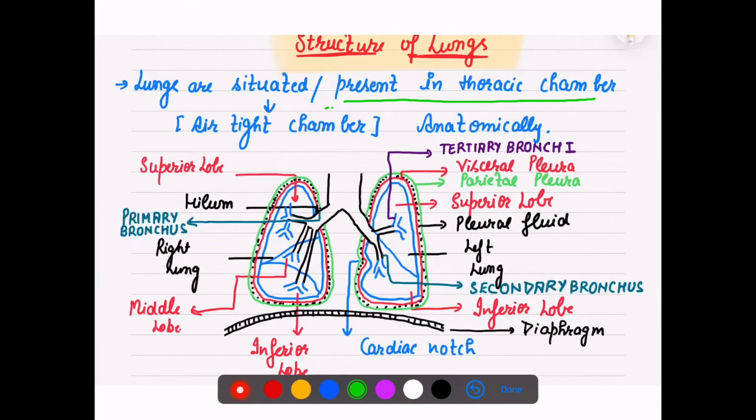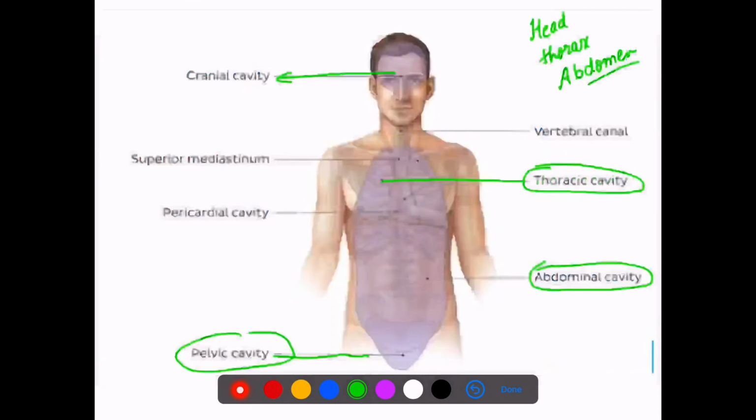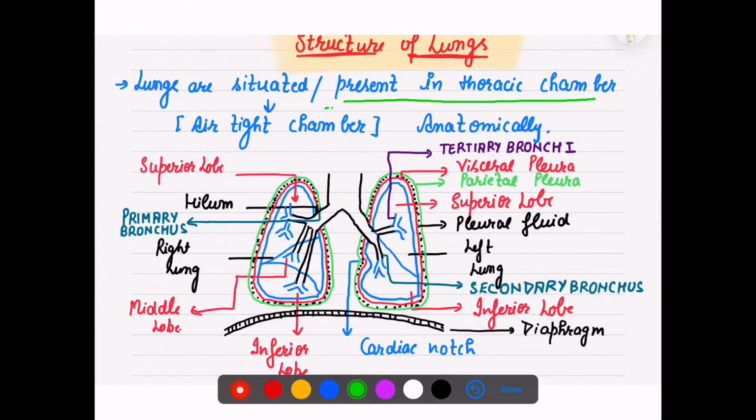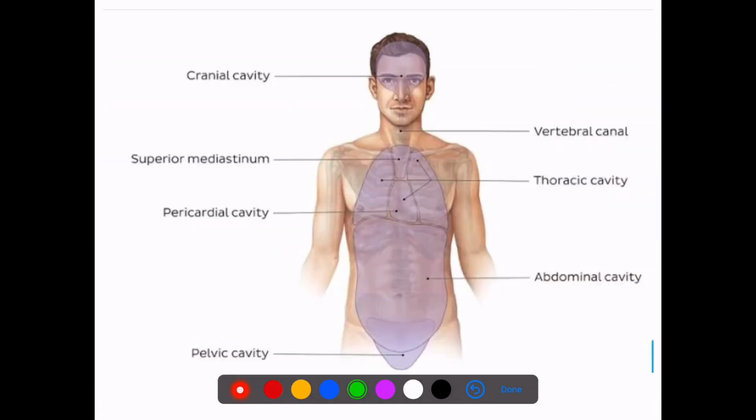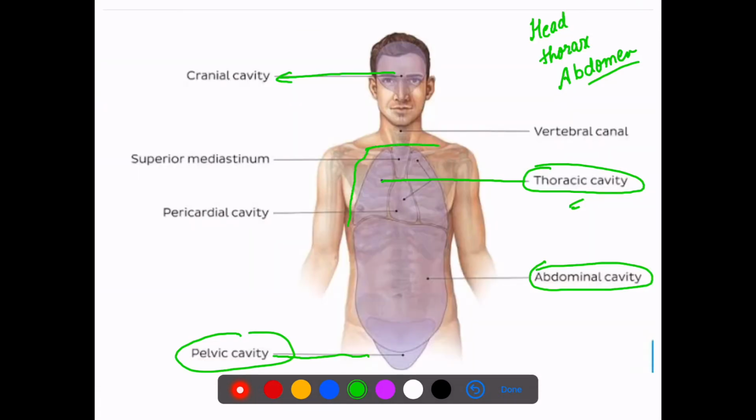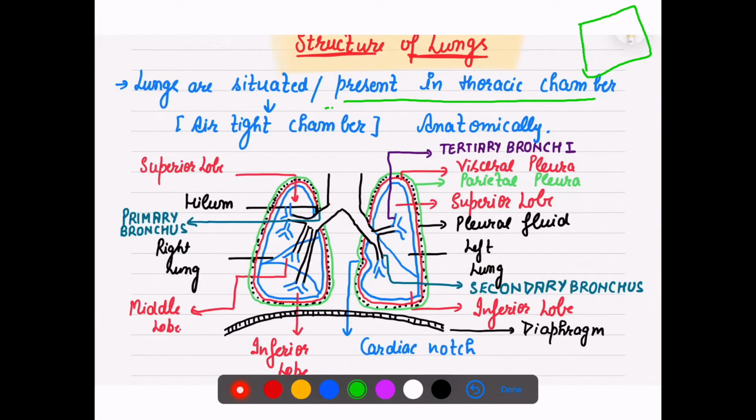So where are our lungs? They are present in our thoracic cavity. When I say thoracic chamber, it means it is kind of a space, a room, for the lungs. The thoracic chamber in our body is a very closed, very air tight chamber anatomically. When we study internal structures of our body, the thoracic chamber is an air tight chamber, completely packed.